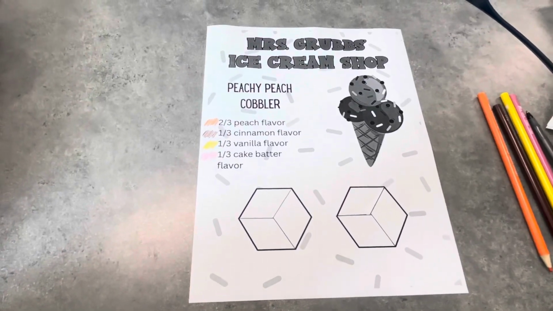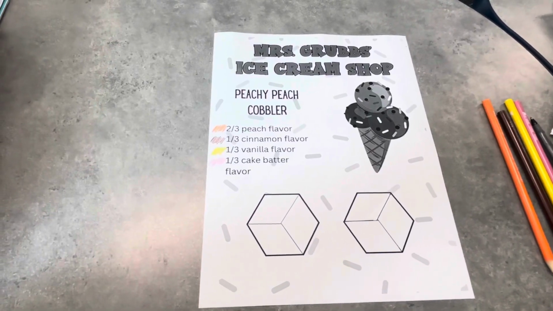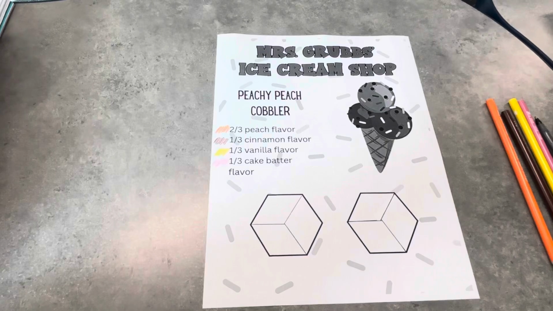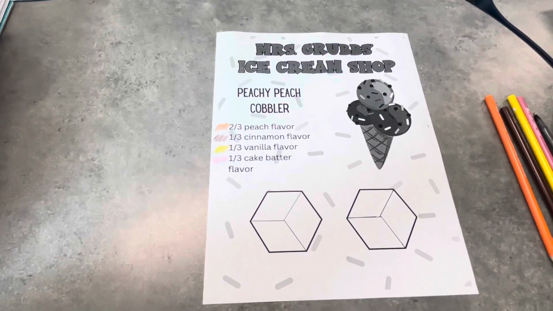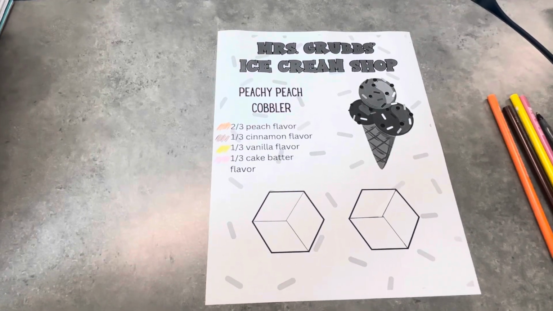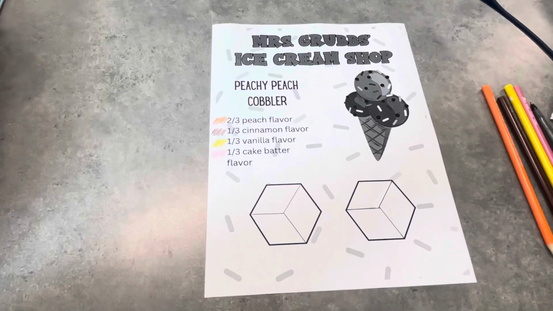Right, so today we're going to be learning how to join and separate parts of a whole. What we're going to start learning is how to add and subtract fractions. So right here, Miss Scrubs has opened up an ice cream shop, and one of my signature flavors is Peachy Peach Cobbler. So I'm going to teach all of my students and you all how to make Peachy Peach Cobbler.